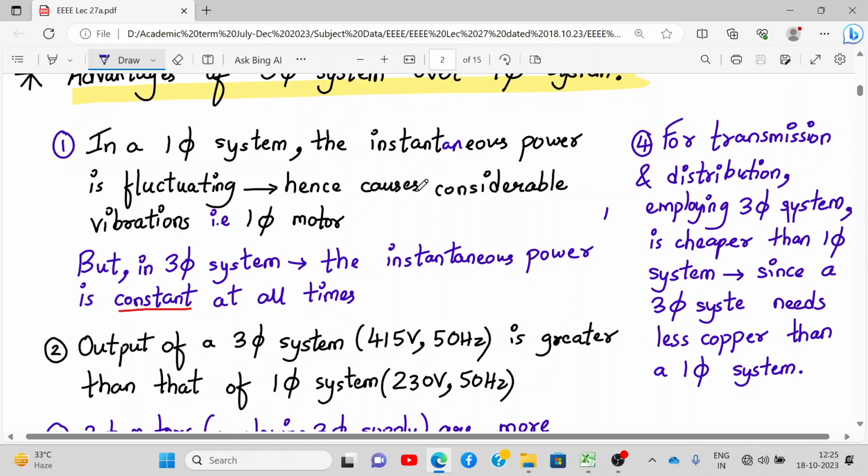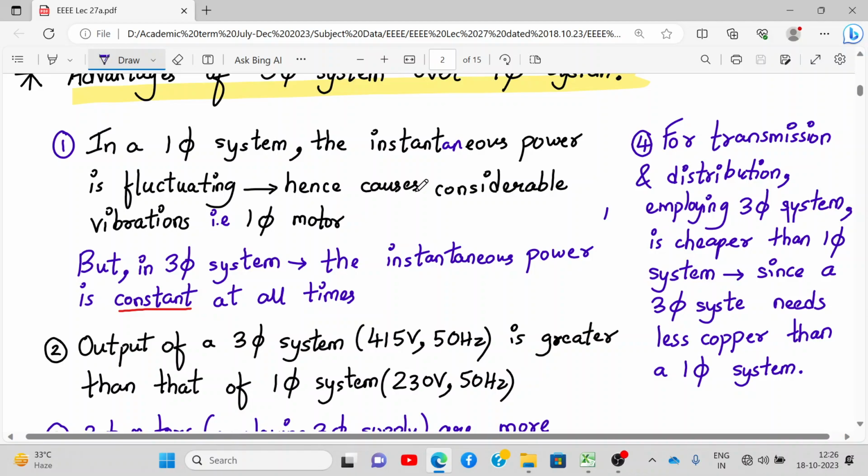So you remember there is something called an AC motor. In a single phase system, the instantaneous power is fluctuating, hence it causes considerable vibration in a single phase motor. Have you ever been to an industry, and seen a motor working? It's vibrating a lot, because the supply is not stable, it's continuously AC. But if you have a three-phase system, the instantaneous power is constant all the time. Have you ever operated a mixer?